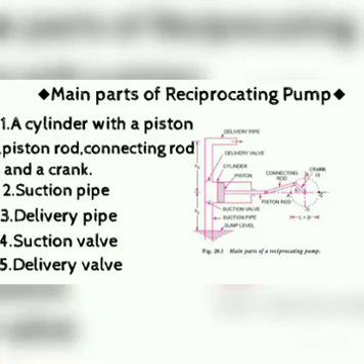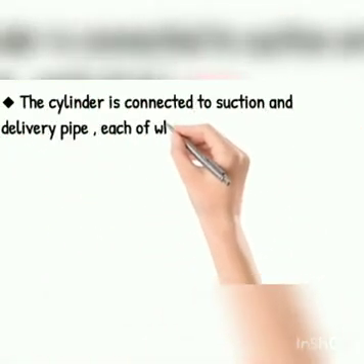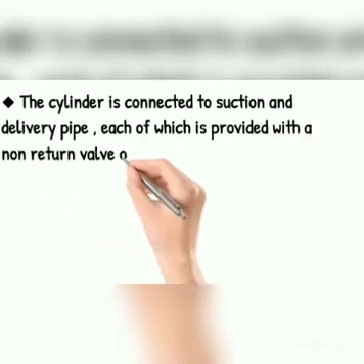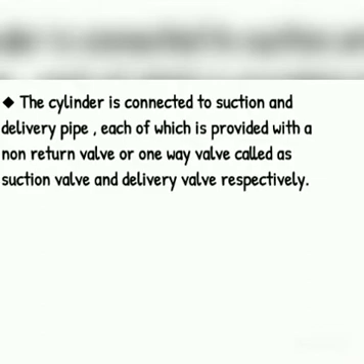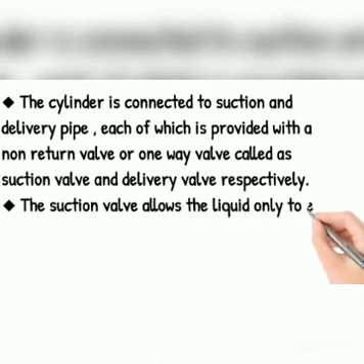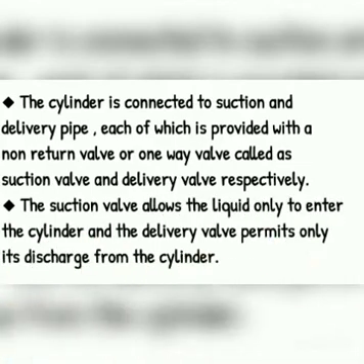Now let us understand its construction, that how the reciprocating pump works in details. The cylinder is connected to suction and delivery pipe, each of which is provided with a non-return valve or one-way valve called as suction valve and delivery valve respectively. The suction valve allows the liquid only to enter the cylinder and the delivery valve permits only its discharge from the cylinder.